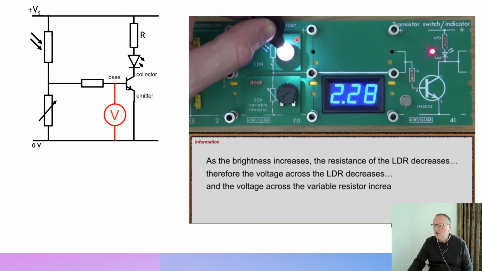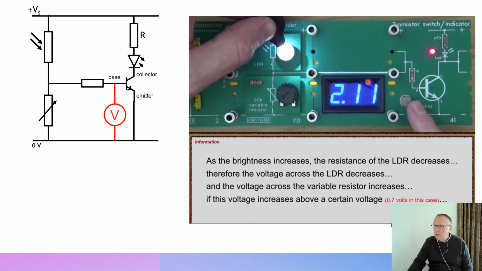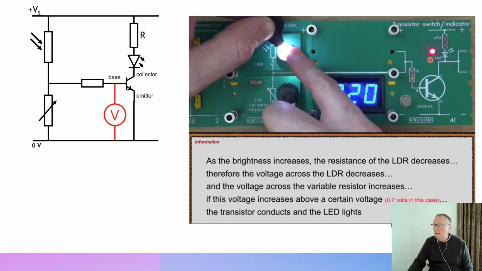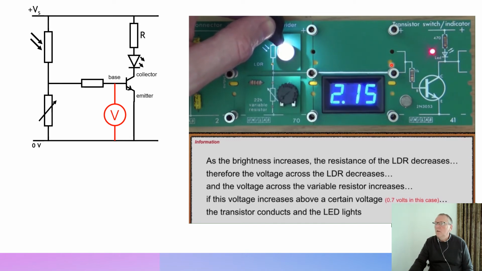It gets a smaller share of the supply voltage. And therefore, the voltage across the variable resistor will increase. Remember, that's the input voltage to the transistor. If it's more than 0.7 of a volt, that transistor will conduct and the LED lights, which is what you're seeing in the circuit here.